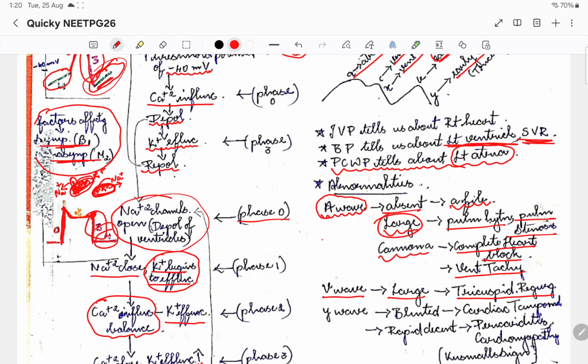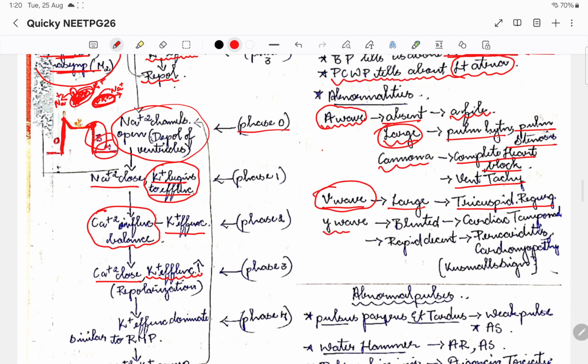So that is why the V wave will be large. Then coming to the Y wave, this is basically the early ventricular filling. When there is cardiac tamponade, there is blood or some fluid around the heart. This is called cardiac tamponade. It doesn't allow the ventricle to relax properly, so there is no proper ventricular filling, which leads to a blunted Y wave.